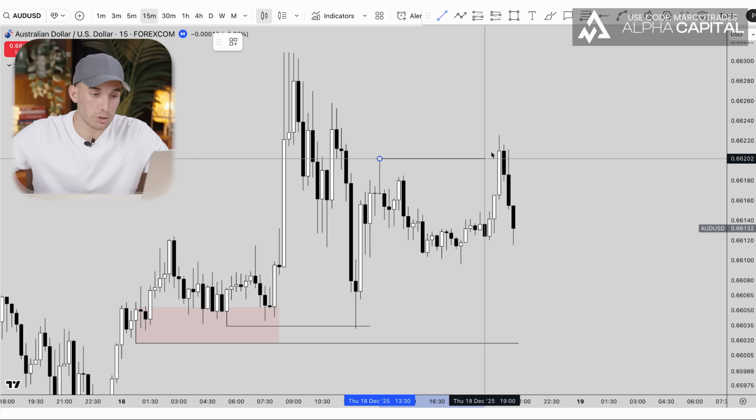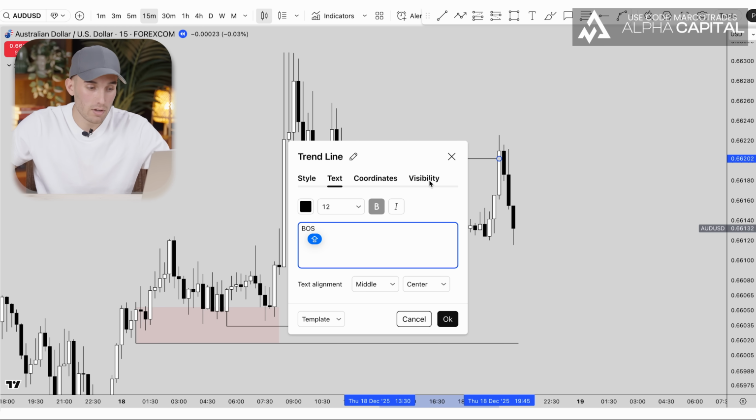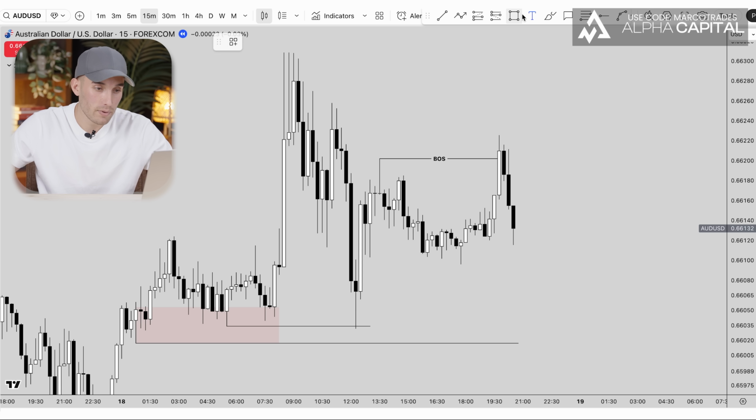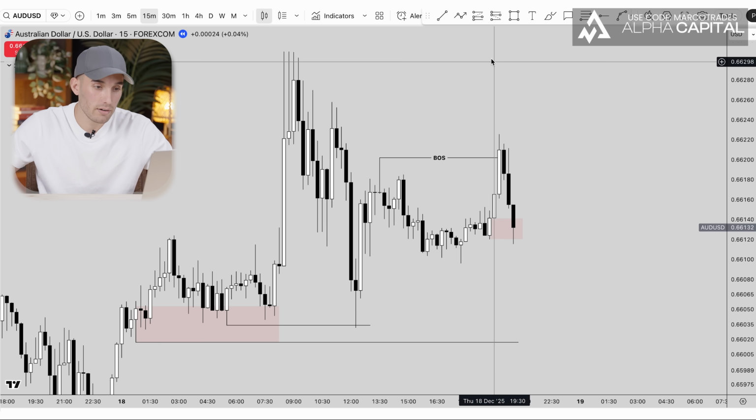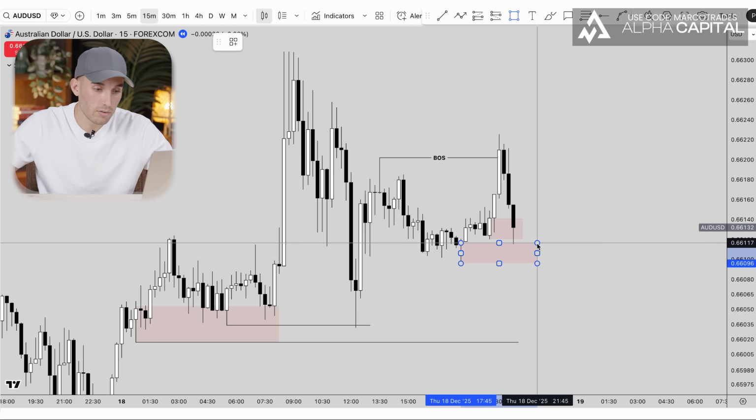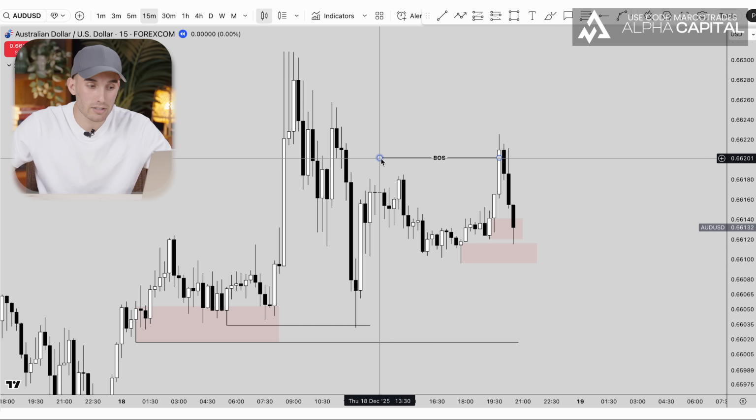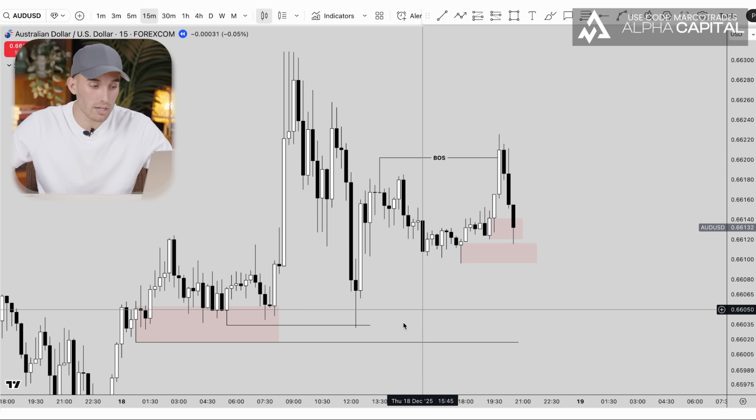We mark on this high, drag it over. That is a BOS for retail, right? So we can mark that on here. Where are they going to want to buy from? We have an area here and also an area down at the low. Okay, so every single time we take out another high, we are simply inducing more buyers.